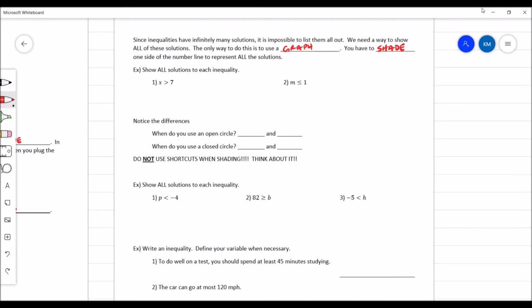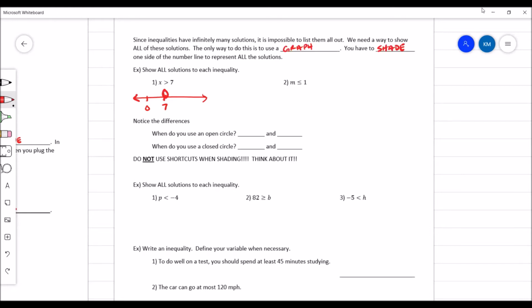Okay, so here it says shade all solutions to each inequality. Here we have x is greater than 7. Here's how our line looks. I have a line, and it can be pretty simple. The number 7, I usually like to mark where 0 is because that shows me where less than or greater than or anything is. Okay, here we would use an open circle, and then we would shade everywhere where x is greater than 7.